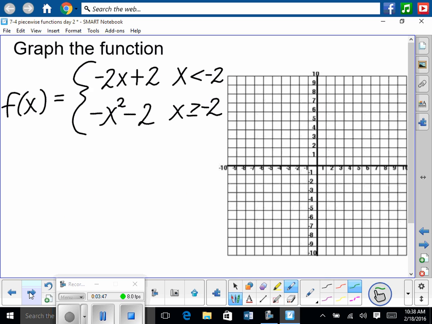Okay, I am going to do one example real quick, so today it will seem easier for you. I promise it will. So we have this piecewise function. So we have this piece. Let's graph it first. So we have negative 2x plus 2. You have to be experts at graphing lines.